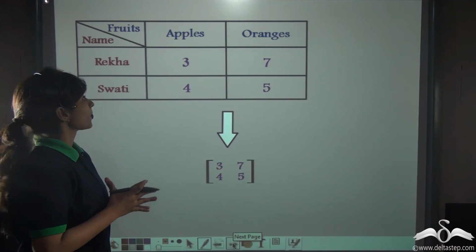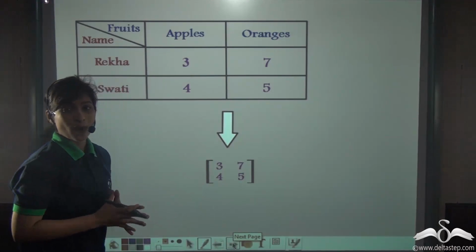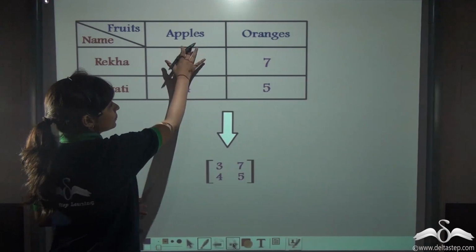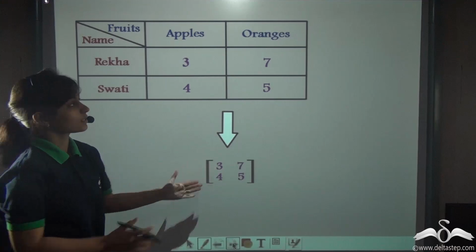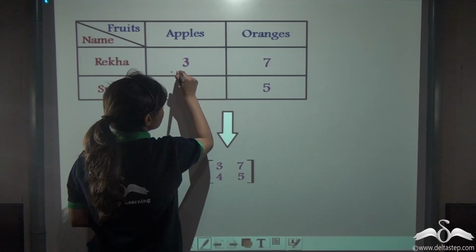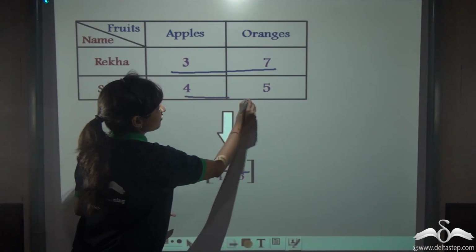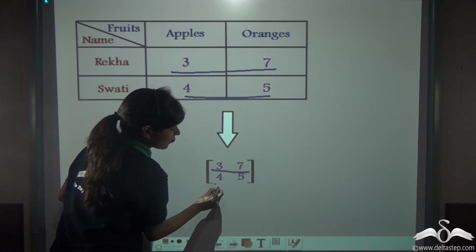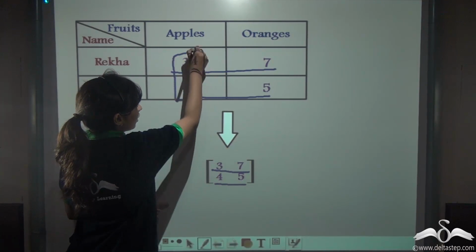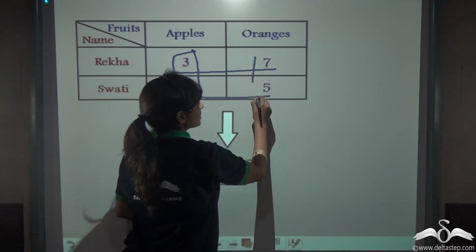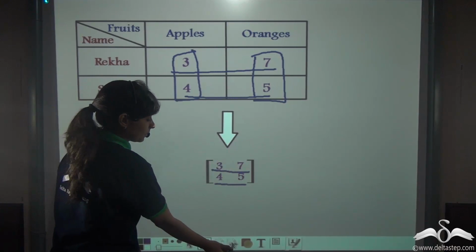Now, let me give you some data. Say, Rekha has bought 3 apples and 7 oranges, while her friend Swati has bought 4 apples and 5 oranges. Right? So, this can be represented in a matrix form like this. You can see 3 and 7 form the first row, and 4 and 5 represents the second row. And you can say that 3 and 4 are the first column, and 7 and 5 the second column. So this is how you define a matrix.